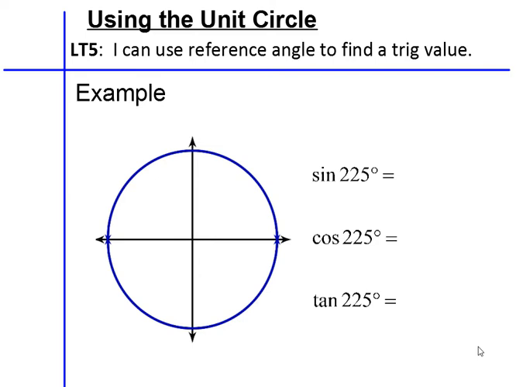This video is going to cover how you use the unit circle to come up with answers to various trig problems. This is Learning Target 5. I can use reference angles to find a trig value. So what I have here is a blank unit circle. I want to find the sine, cosine, and tangent of 225. To do this, I need to understand where the 225 is.